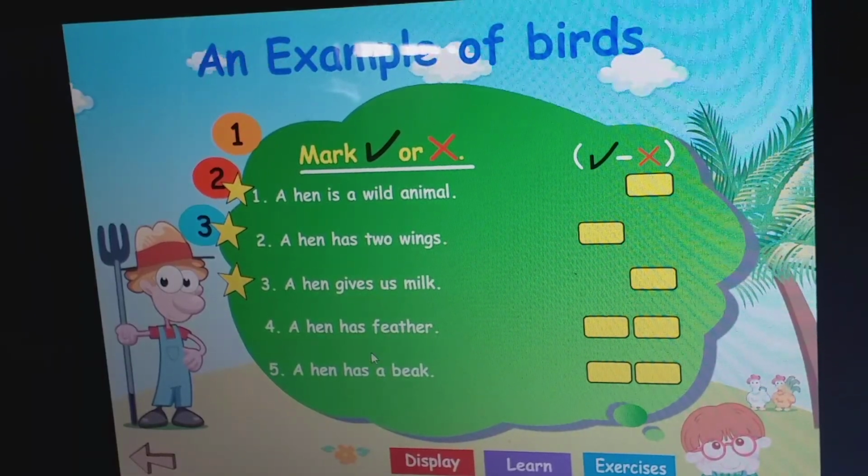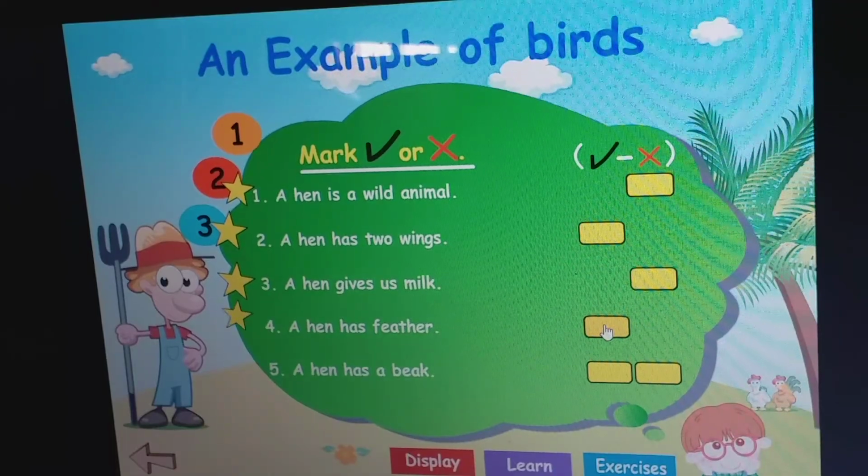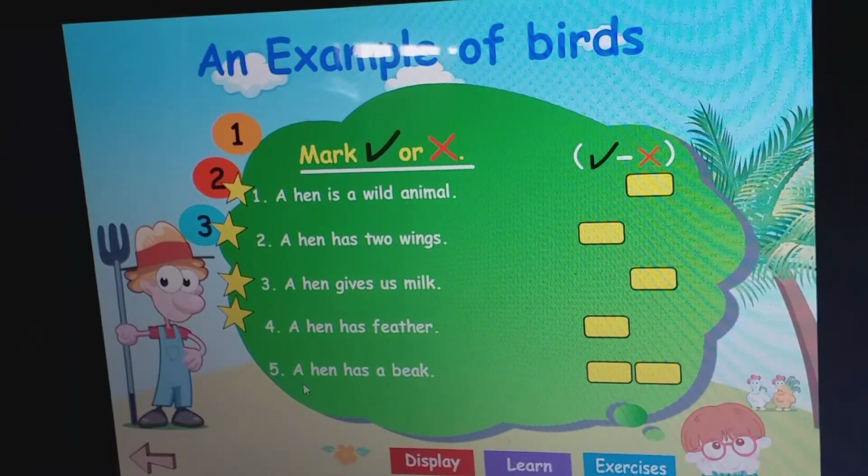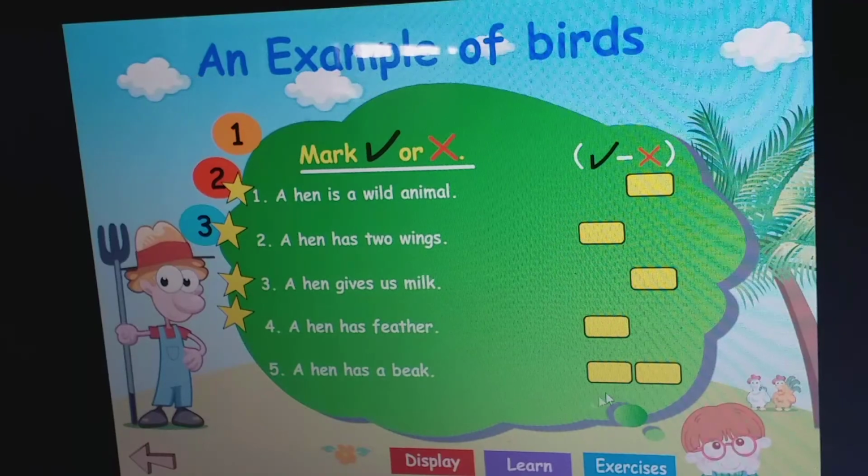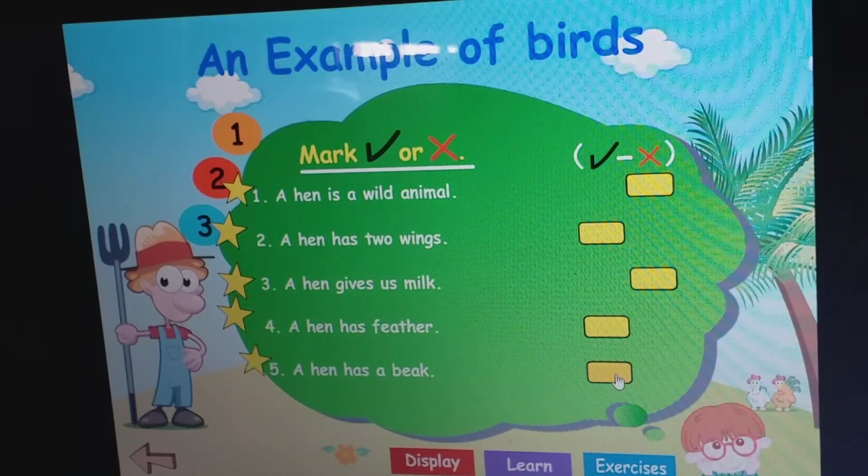Number 4, a hen has feathers. Correct. And the last question, number 5, a hen has a beak. It is correct, true.